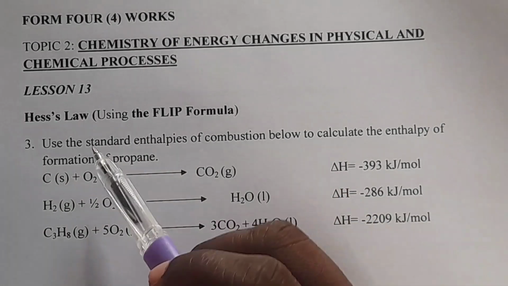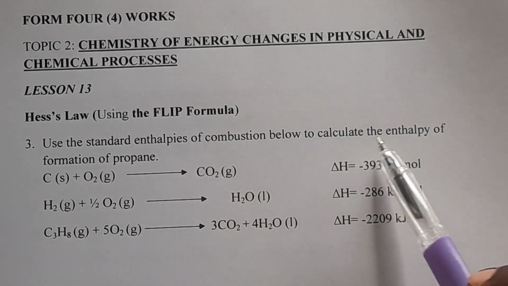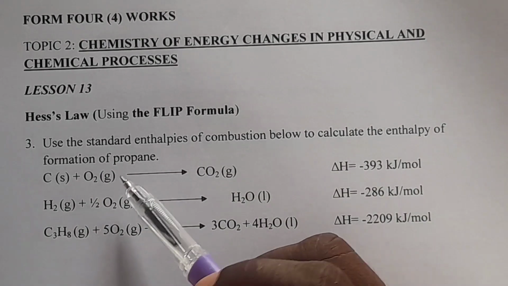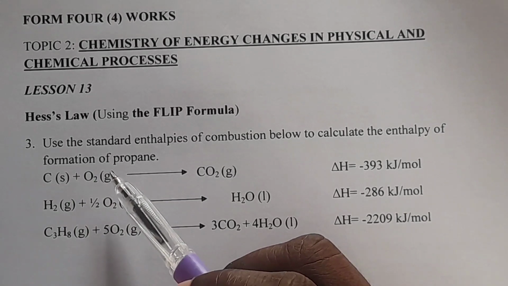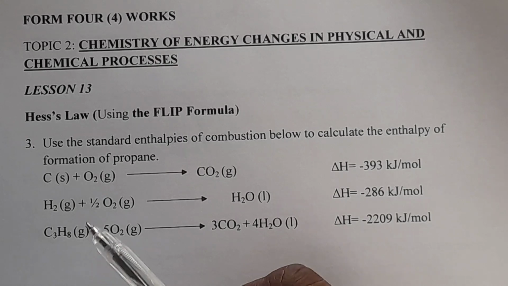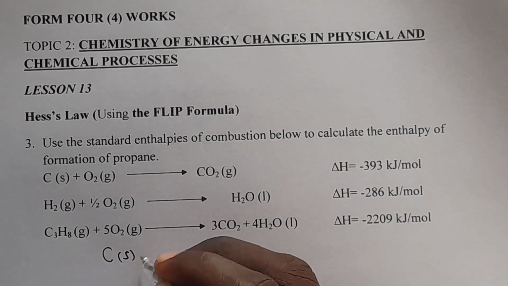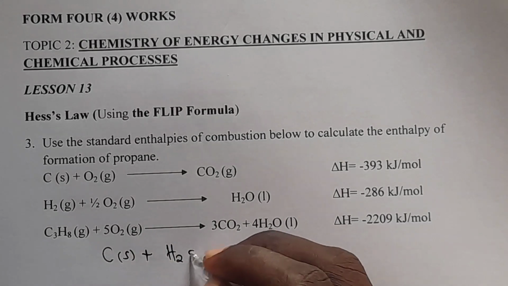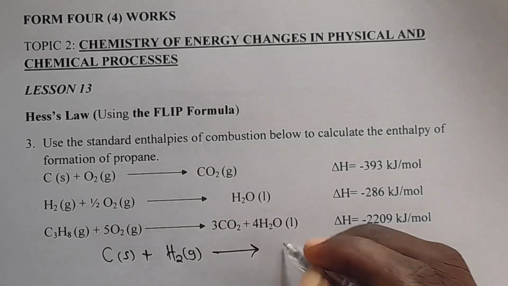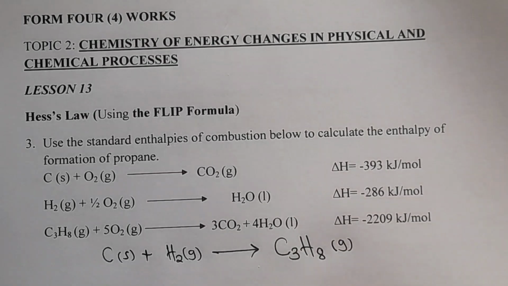We are told to use the standard enthalpies of combustion below to calculate the enthalpy of formation of propane. So how do you write propane? Propane is written C3H8. So what are the elements that form propane? Those are carbon, which is solid, plus hydrogen gas. So we are going to form propane, which is also a gas.